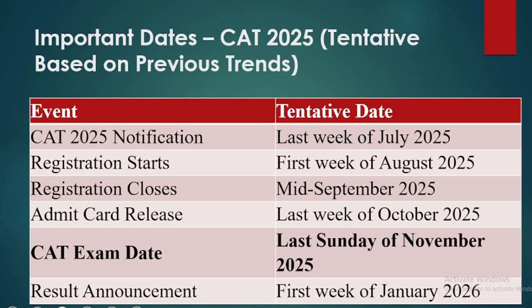So friends, the most important exam for Indian students aspiring to do an MBA is the CAT exam. It will be conducted on the last Sunday of November 2025. Similarly, it is conducted year on year, and the notification will be out now, as this is July 2025. So in this month the notification will be out and the exam will be after 5 months. So we have 5 months of time for preparation.